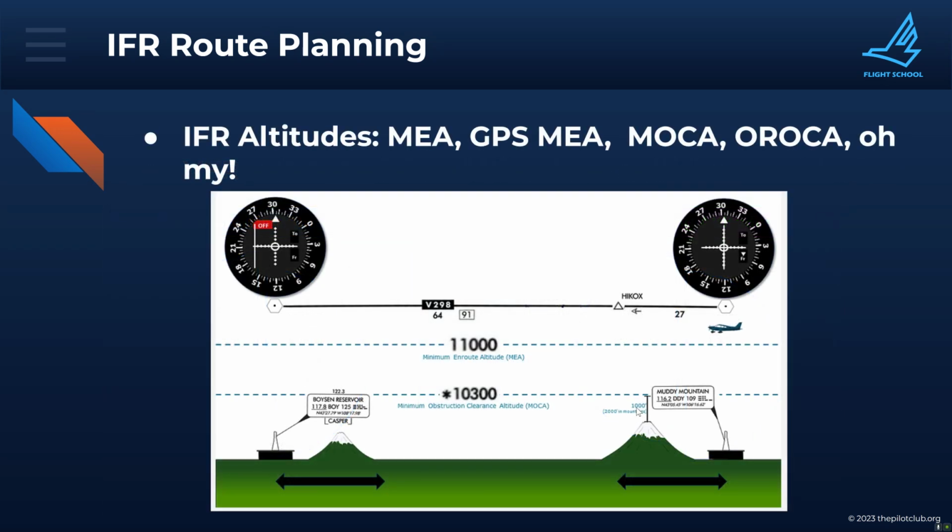Your obstacle clearance is 1,000 feet unless you're in a designated mountain area, and then your obstacle clearance is 2,000 feet. So if you're flying the MOCA in a designated mountainous area, let's say out west, you're guaranteed 2,000 feet of mountain clearance, and only 1,000 feet if you're not in a mountainous area.